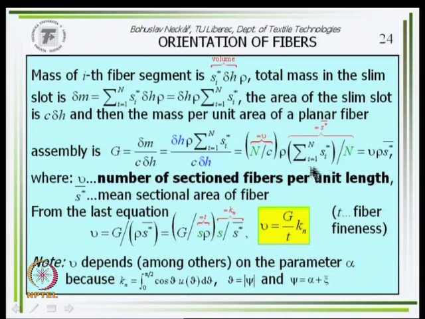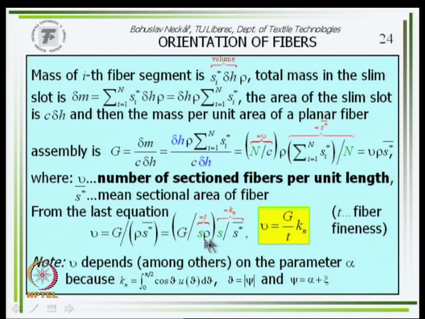Rho, what is this here? The sum of all fiber sections divided by the number of fibers. No, it's the mean value. It's S star bar, isn't it? The mean value of sectional area. So nu is the number of sectioned fibers per unit length, and S star bar is the mean sectional area of fibers; there are the symbols. The nu is G by rho times S star bar. Yeah, nu times rho times S star bar, so from this nu is this here.